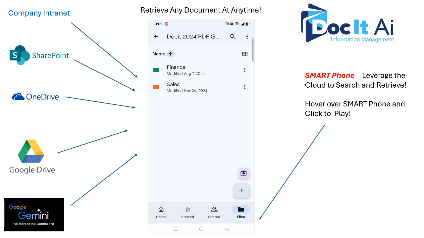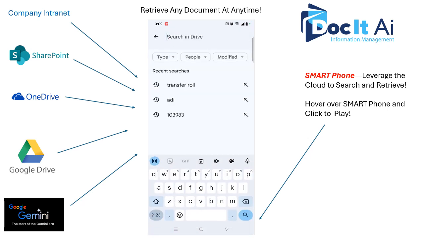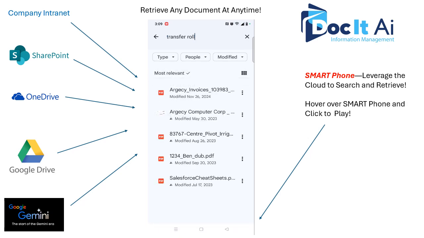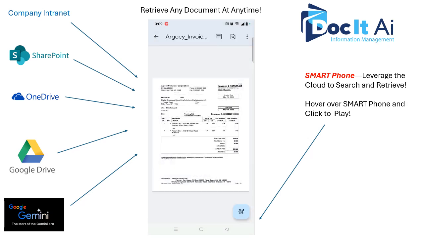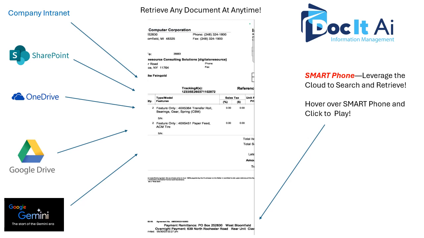So the other thing about Google Drive, and I'm going to show you this, is that perhaps you want to search by a keyword. So let's say "transfer role," which I have up on my screen already. That was what I was looking for. You see right here in the middle of the screen, it found the document that had the words "transfer role" in it.